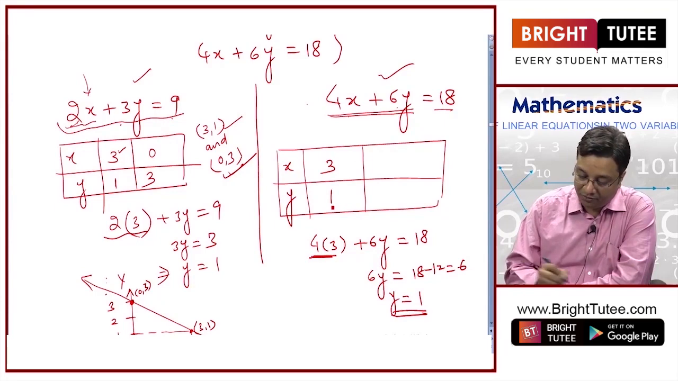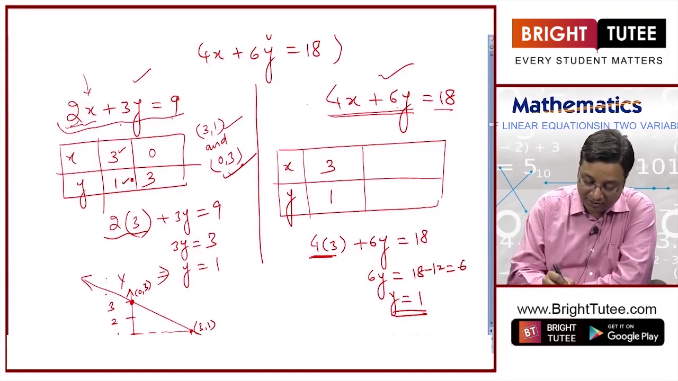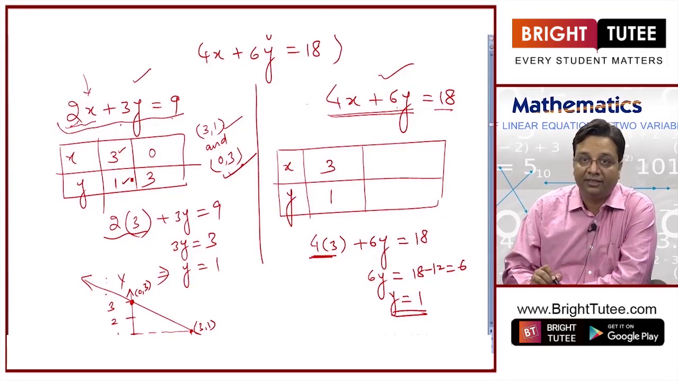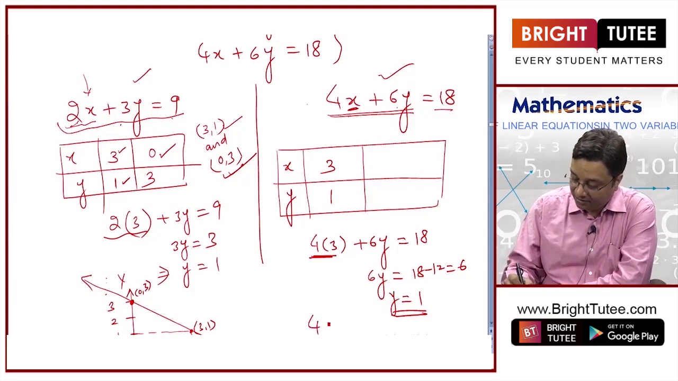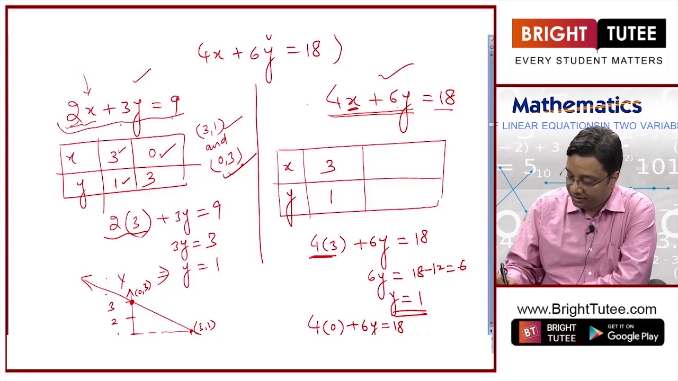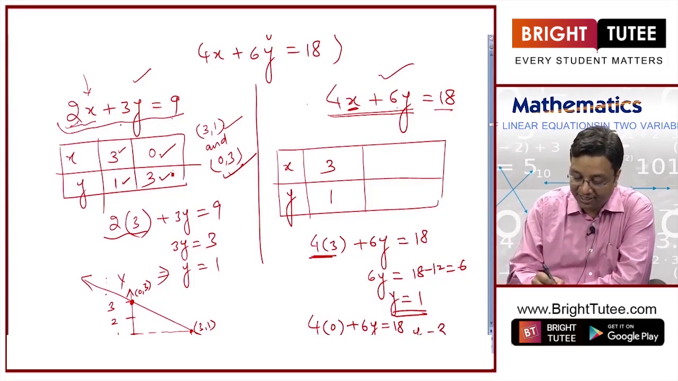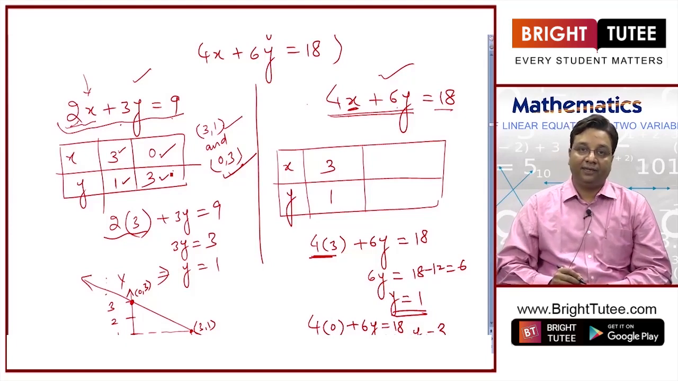So I have got y equal to 1, which is the same point as this, right? Now again let us try this point here, x equal to 0. If you put x equal to 0 here, 4 into 0 plus 6y equal to 18, right? This will give me y equal to 3, which is the same point as this, right?